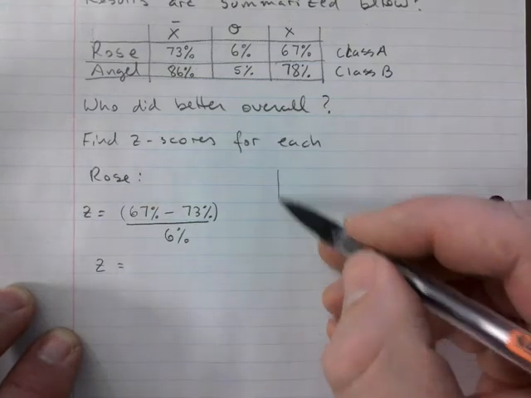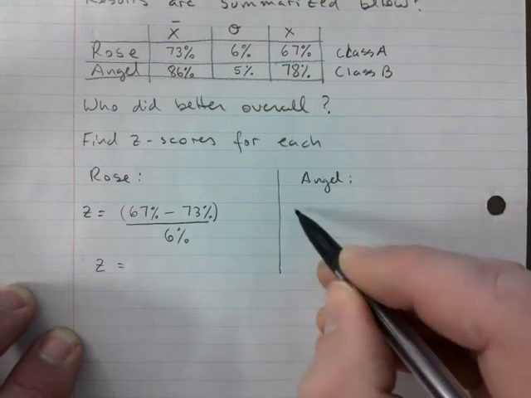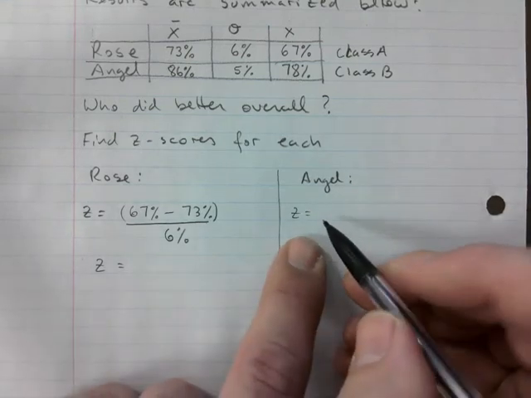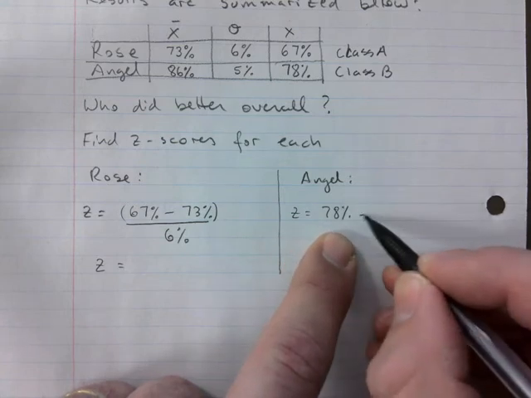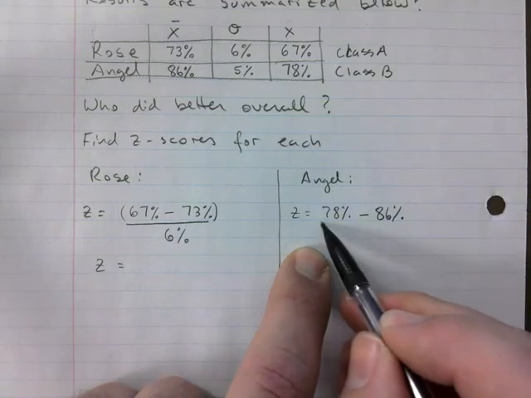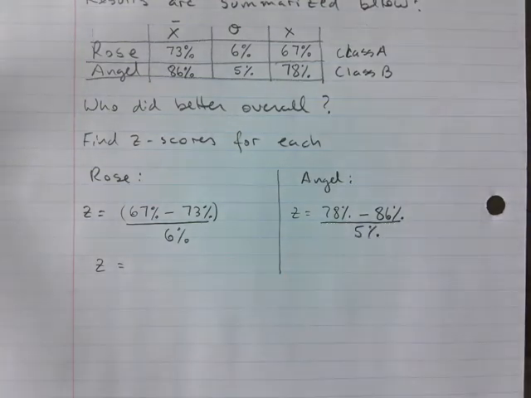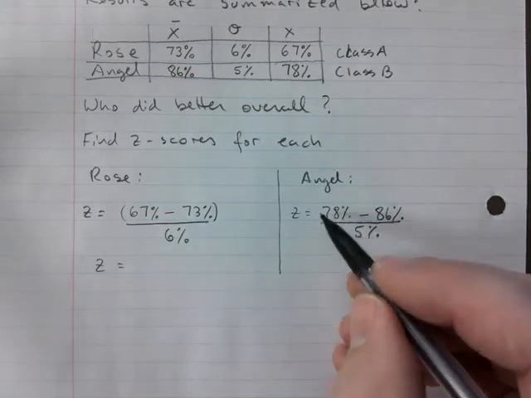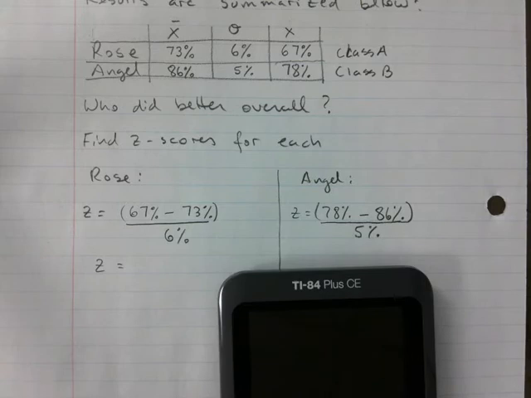And then I will calculate Angel's z-score right next to it. Angel scored 78% minus the average, divided by the standard deviation. I will put brackets on the top like that. So let's go ahead and find that out.